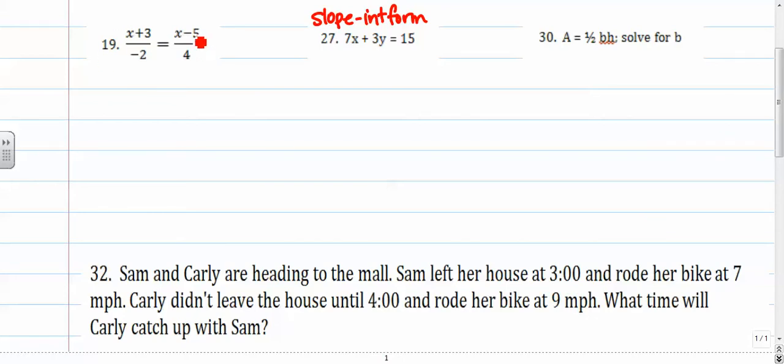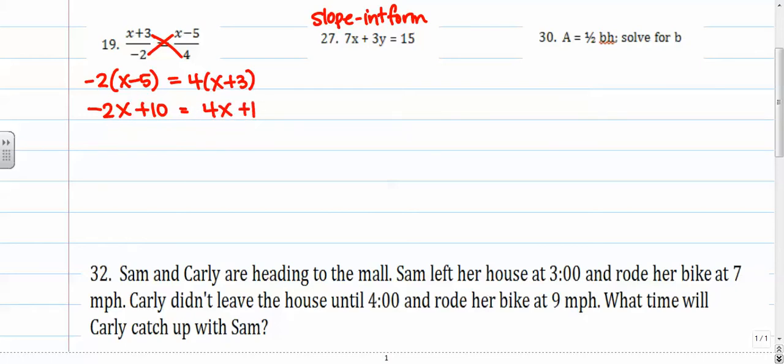Okay, so number 19, we've got a proportion. Remember, to solve a proportion, we just cross multiply. It doesn't matter what value you start with, but we're going to make the x through the proportion to do the cross multiplying. So if I start with the negative 2, I know negative 2 is going to multiply with x minus 5 equals, and then the 4 multiplies with the x plus 3. If you want to go ahead and distribute as you do that, that's fine. Just please make sure you remember to distribute. So negative 2x plus 10 now equals 4x plus 12.